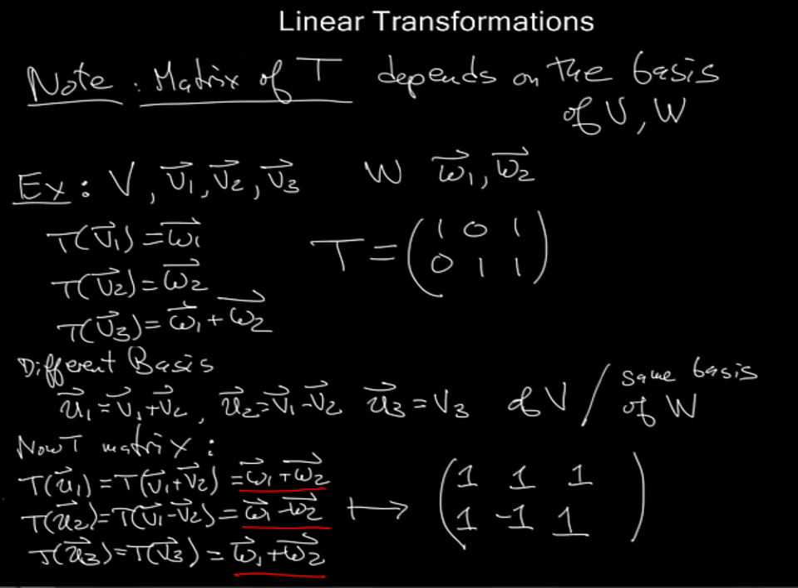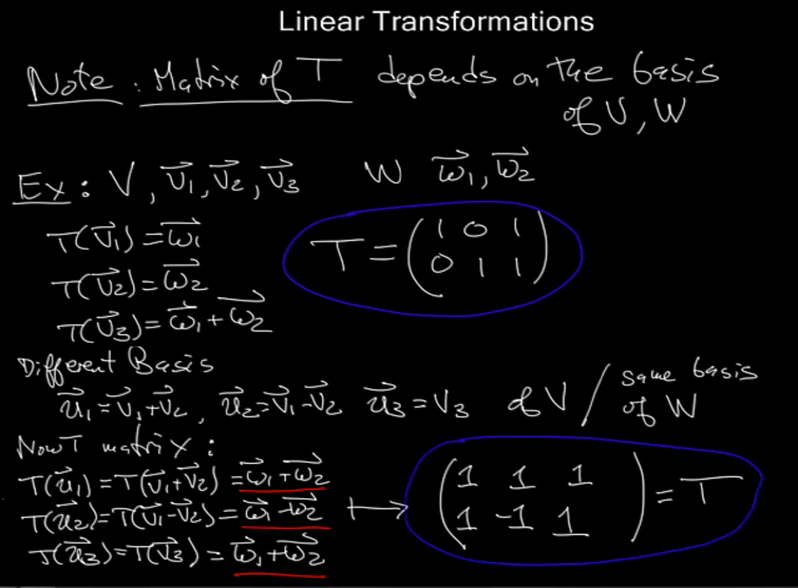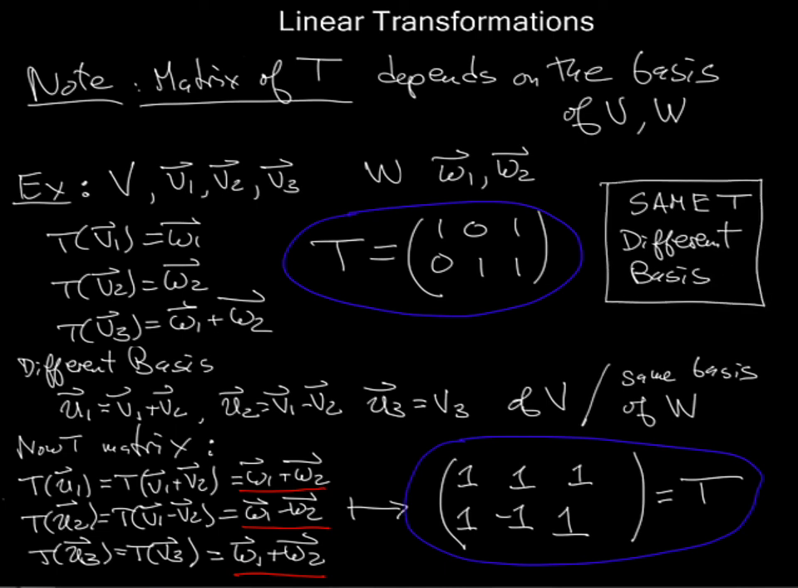So it's important to be careful about what's going on here. This is the same linear transformation. In one basis it has this matrix, and in the other it has this. So it's the same linear transformation, but you get two different matrices depending on the basis that you choose.